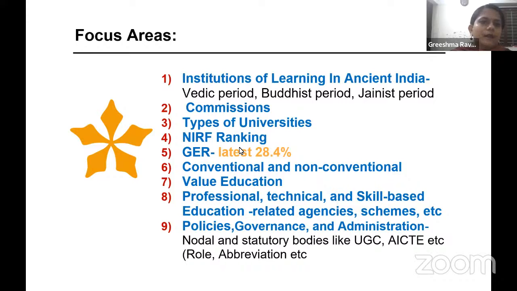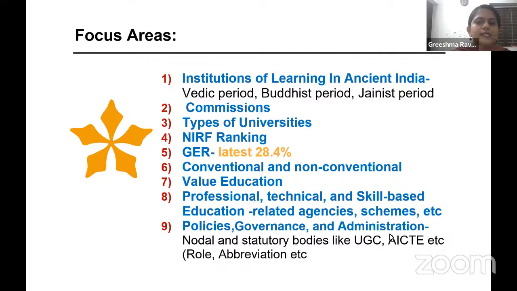Then GER, gross enrollment ratio. The latest gross enrollment ratio is 28.4%. So this is the latest. Earlier it was 27. Now the latest is 28.4. Then we need to focus on conventional and non-conventional. So application type questions we can expect from this conventional part, and value education also you can expect application type questions. Then professional, technical and skill based education, related to this they can ask questions about agencies, schemes, etc.